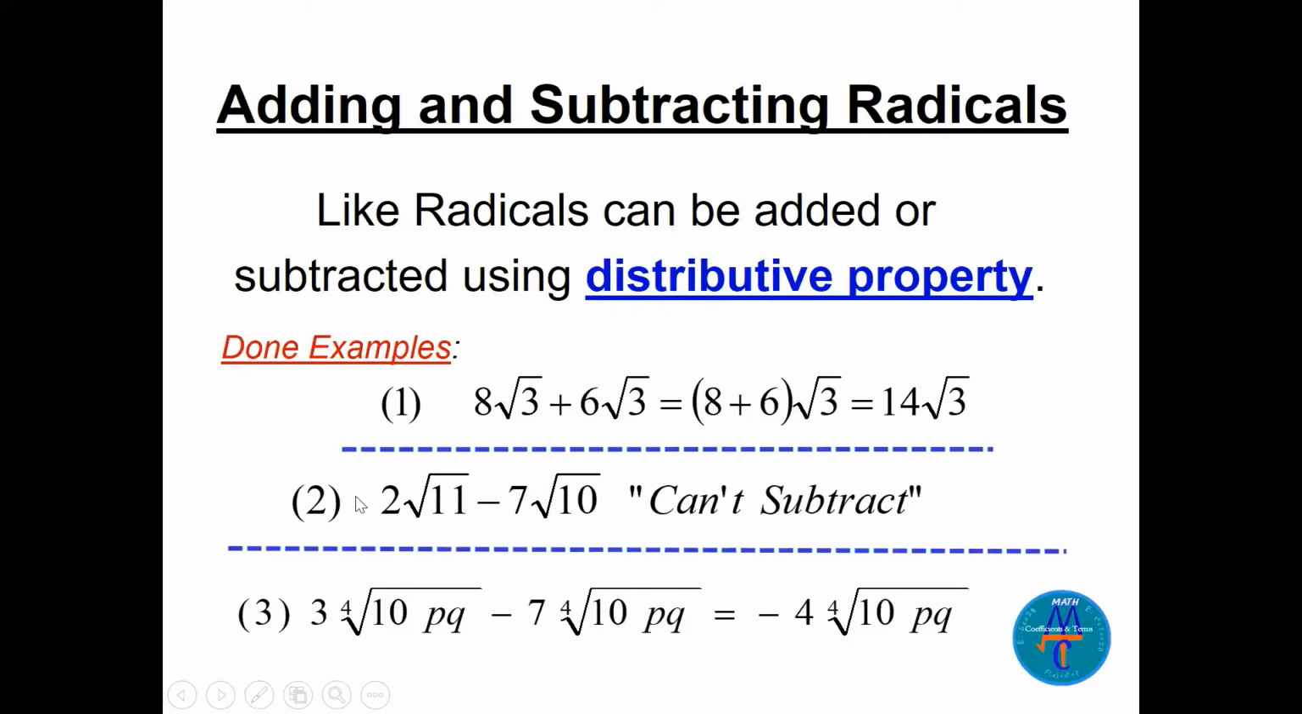Or this is the same as if I say add 8y plus 6y. Just write on your paper, 8y plus 6y, what is the answer? You should tell me 14y. That's the same. Now here we cannot add because 11 and 10 is not the same number here. We cannot add, we cannot subtract, leave it. This one we can add 3 minus 7 because we have the same index, same radicand.